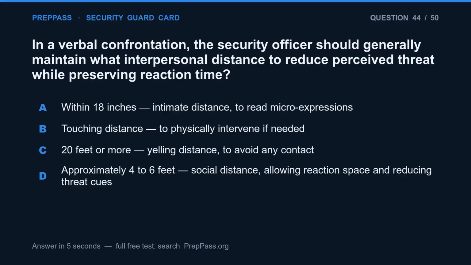Question 44. In a verbal confrontation, the security officer should generally maintain what interpersonal distance to reduce perceived threat while preserving reaction time? A. Within 18 inches, intimate distance, to read microexpressions. B. Touching distance, to physically intervene if needed. C. 20 feet or more, yelling distance, to avoid any contact. D. Approximately 4 to 6 feet, social distance, allowing reaction space and reducing threat cues.